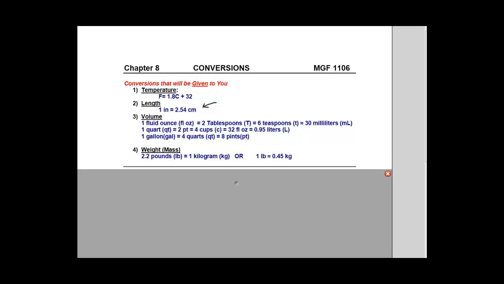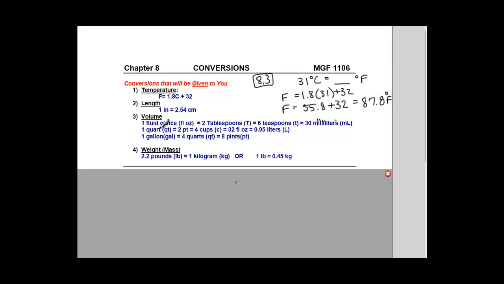In Chapter 8, you'll be doing many conversions. And so just to be clear, I want you to see which conversions you'll be given on the test. And then, of course, the rest of them you'll need to learn, but I'll point those out as well. So you will be given in Chapter 8 a formula for converting temperature from Fahrenheit to Celsius or Celsius to Fahrenheit. We can use the same formula for both. You're going to see some more of those examples in section 8.3.